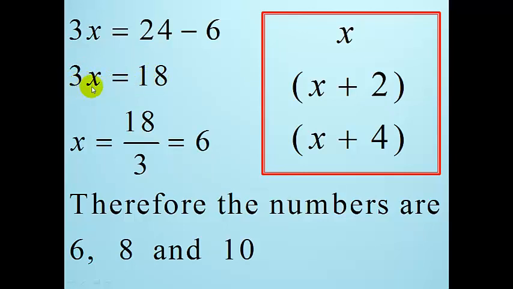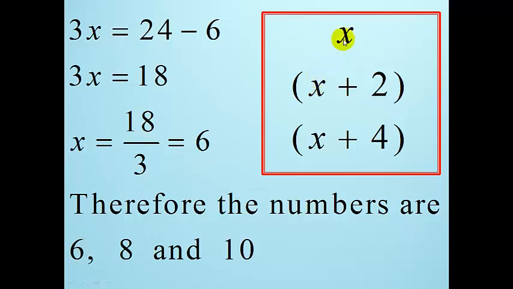Why are we dividing both sides by 3? Because that is the constant attached to the variable we are making the subject. So we divide the left hand side by 3, and whatever you do on the left hand side, in order not to change the equation, we do the same thing to the right hand side. When we divide 3x by 3, we are left with x. And when we divide 18 by 3, 3 goes into 18 6 times. That means that the value of x is equal to 6. So the first even number is 6.